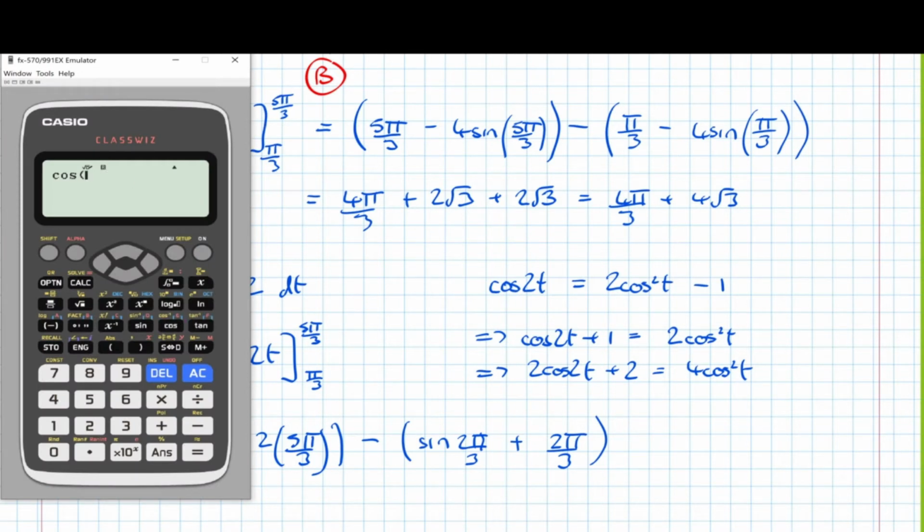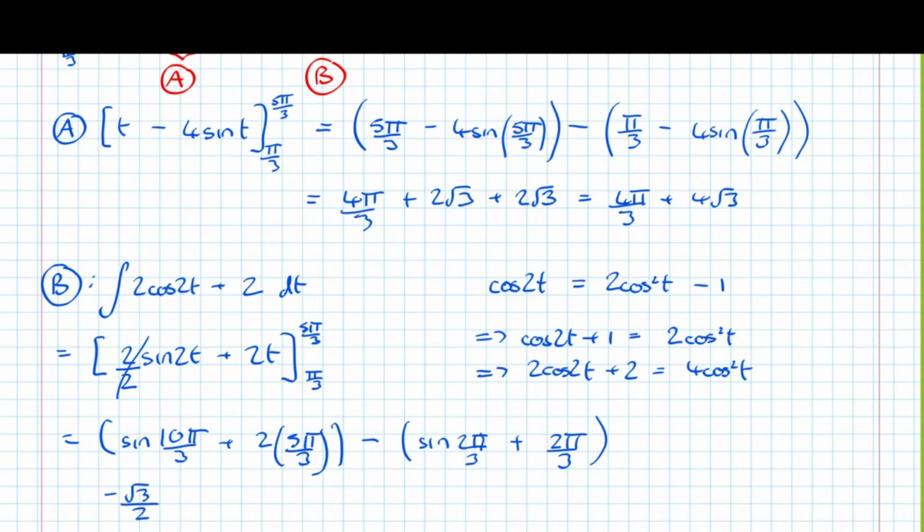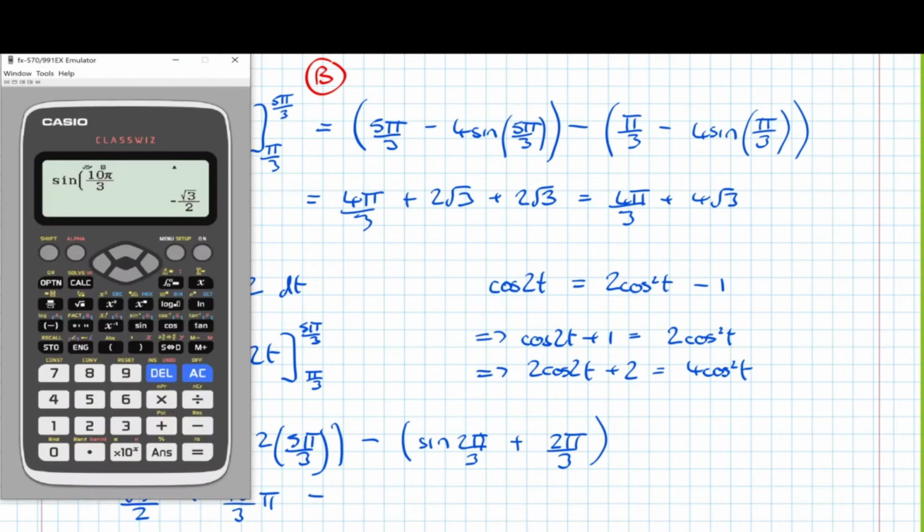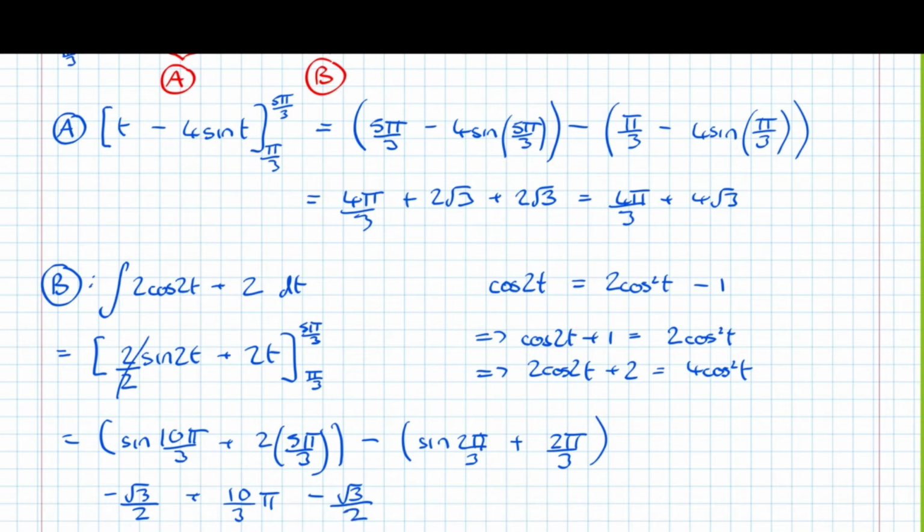Sine of 10 pi over 3 equals minus root 3 over 2 plus 10/3 pi, minus sine of 2/3 pi, so minus root 3 over 2 minus 2/3 pi, like that, which is equal to minus root 3, minus, plus 8 pi over 3 is that part. So we've got that bit as well.